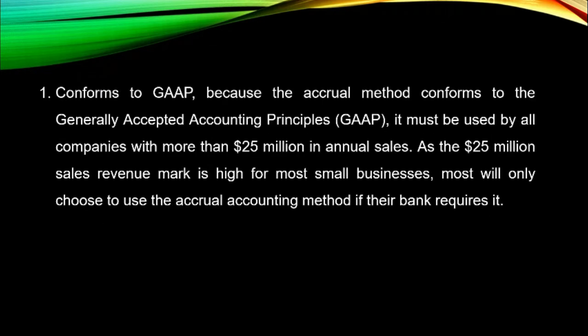Conforms with GAAP. Because the accrual method conforms to GAAP, it must be used by all companies with more than $25 million in annual sales. That threshold is high for most businesses, and most will only choose to use the accrual accounting method if their bank requires it.